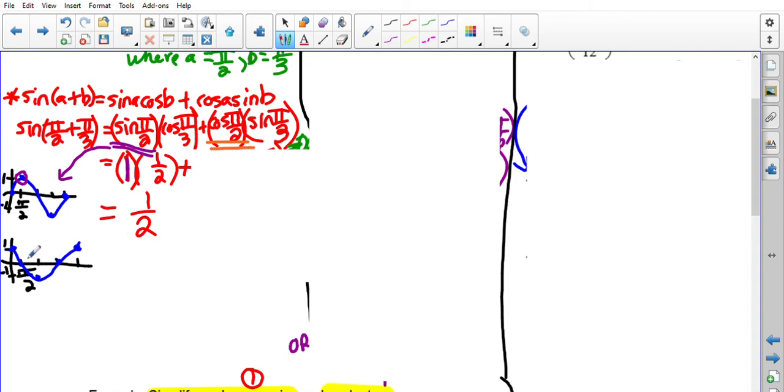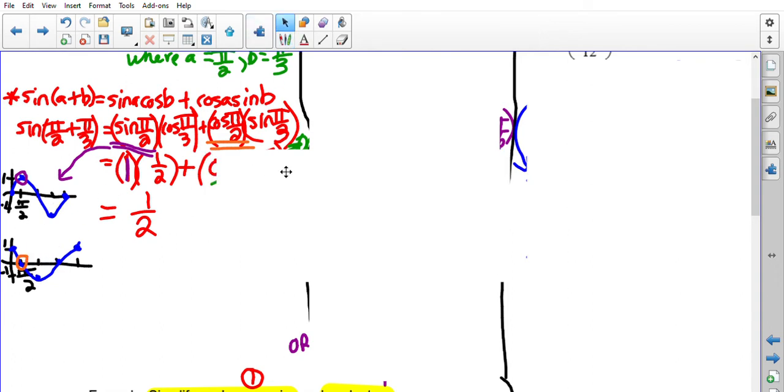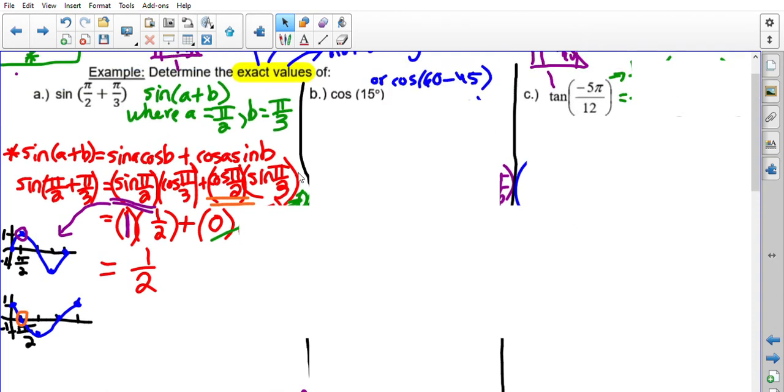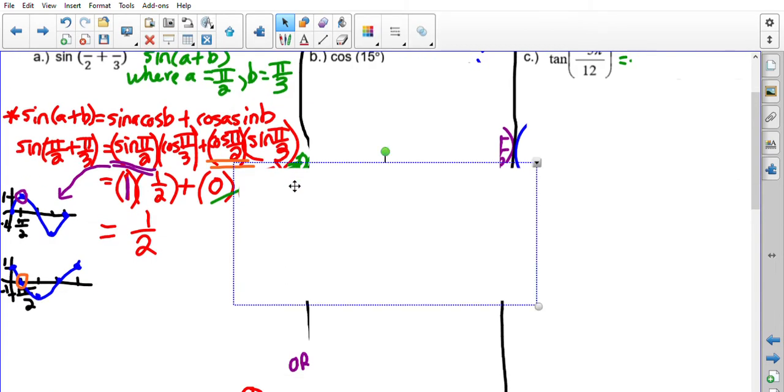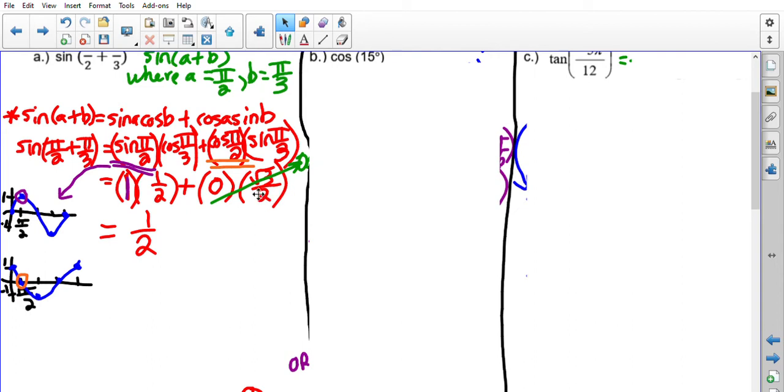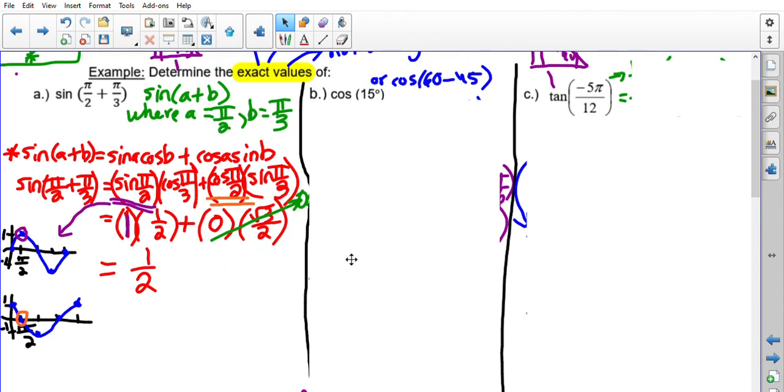For this one, which I'll do in orange, we want to know what cos at pi over 2 is. I can see right here that cos at pi over 2 is 0, right? That's my y value. So I have 0. And then sine pi over 3, that would be opposite over hypotenuse, so root 3 over 2. Because root 3 over 2 is multiplied by 0, that's why I have an arrow going right through, saying that just all equals 0. So then my answer is just going to be 1 times 1/2, and that just equals 1/2. 1/2 plus 0, just 1/2.